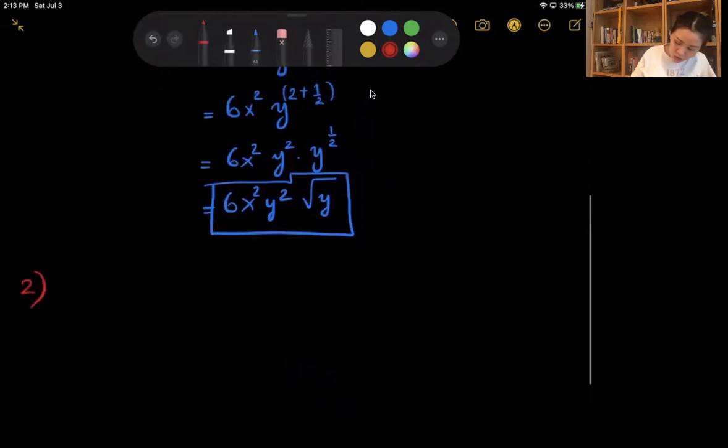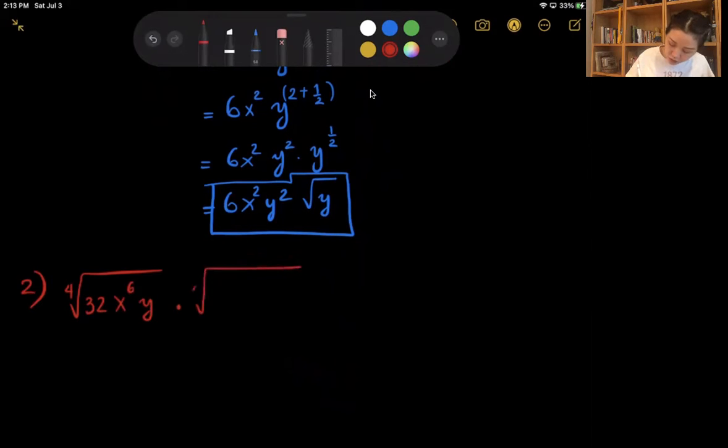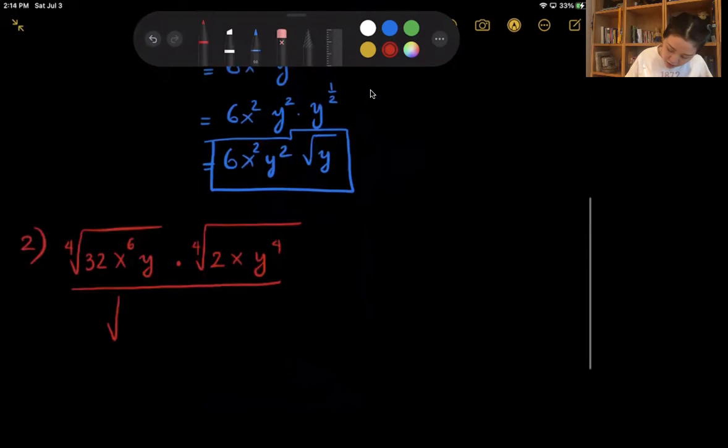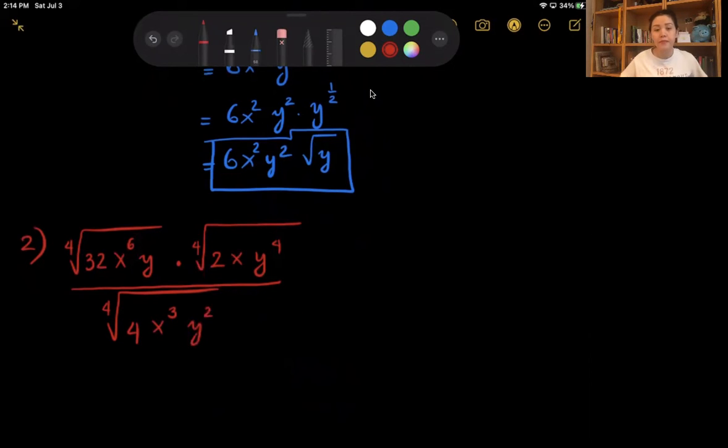So example number 2, I have the 4th root of 32 x to the 6 y, multiplied by another 4th root of 2 times x times y to the 4. And you think that's it? No, not even close, right? And I'm going to divide all of that by the 4th root of 4x cubed y squared. Okay, so that's a biggie.